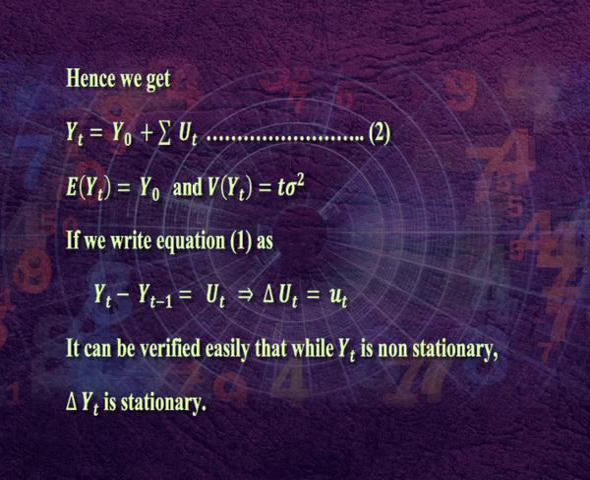If we write equation 1 as yt minus yt minus 1 equal to ut, which implies delta yt equal to ut. It can be verified easily that while yt is non-stationary, delta yt is stationary.